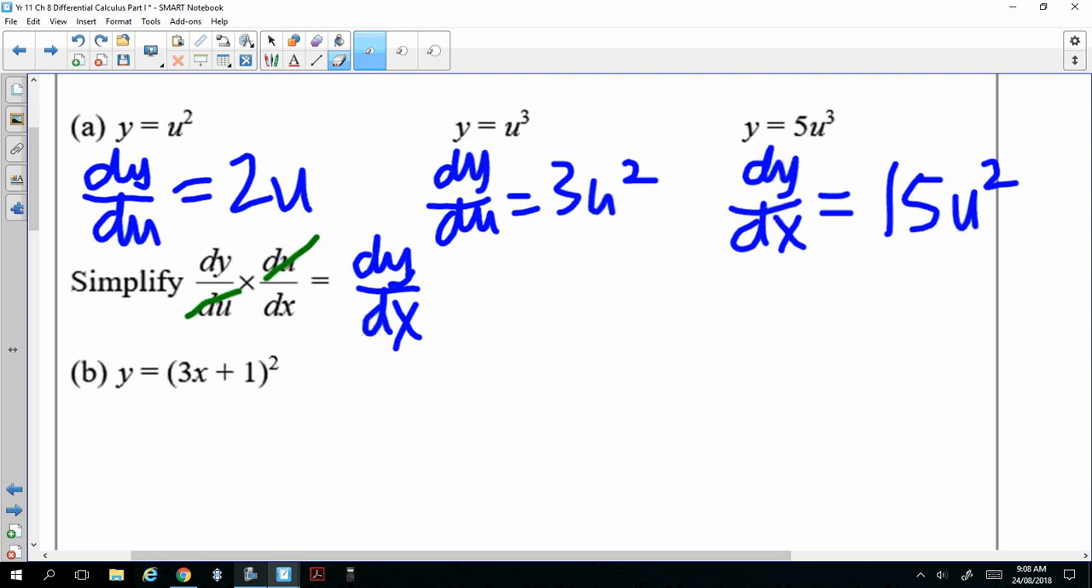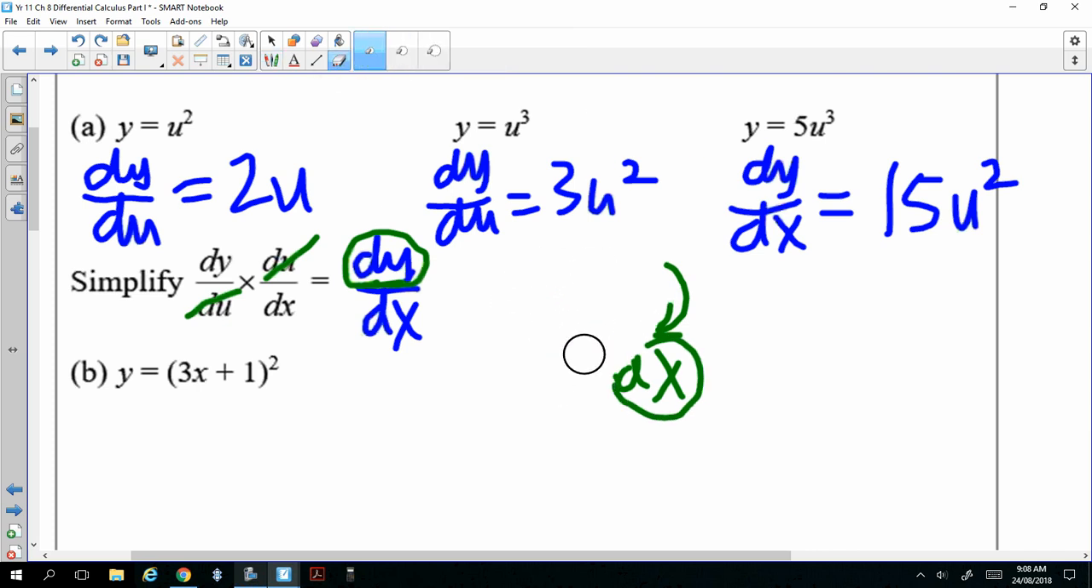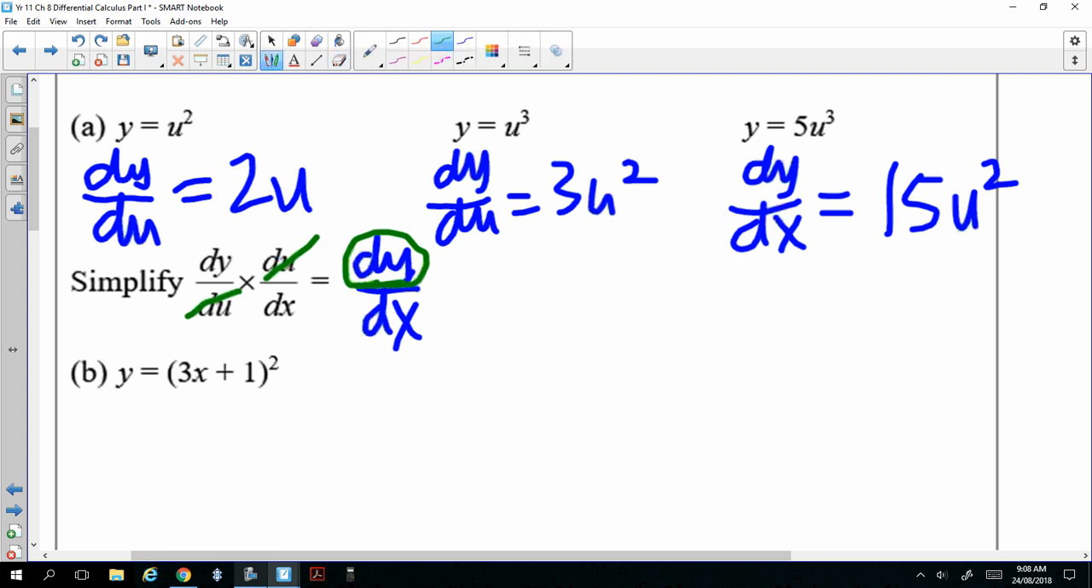Oh, that one you can't cancel, they're stuck. These two are like super glued together. So they don't make sense individually. So the d doesn't mean it's a number. It's called dy over dx, the dy and the dx together. Okay, all right, let's move on.